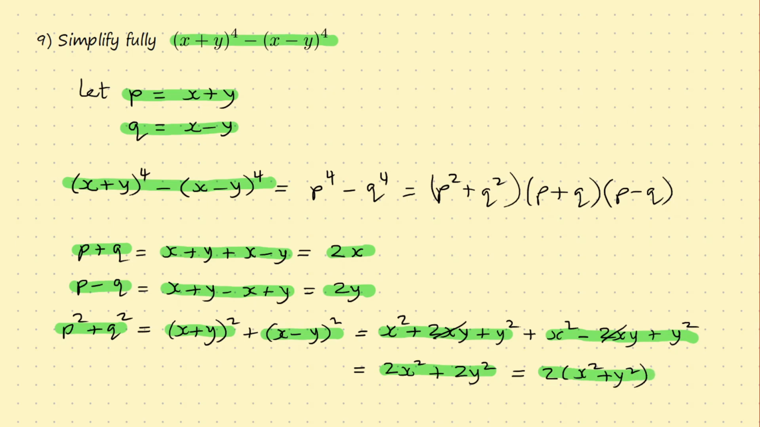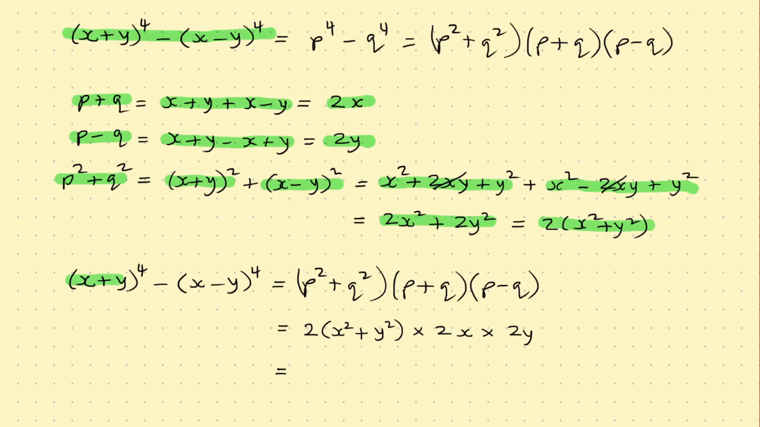So (x plus y) to the 4 minus (x minus y) to the 4 equals (p squared plus q squared) times (p plus q) times (p minus q), which equals 2 into (x squared plus y squared) times 2x times 2y, which equals 8xy times (x squared plus y squared).